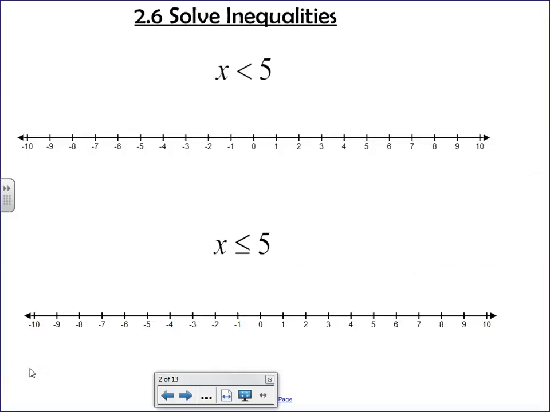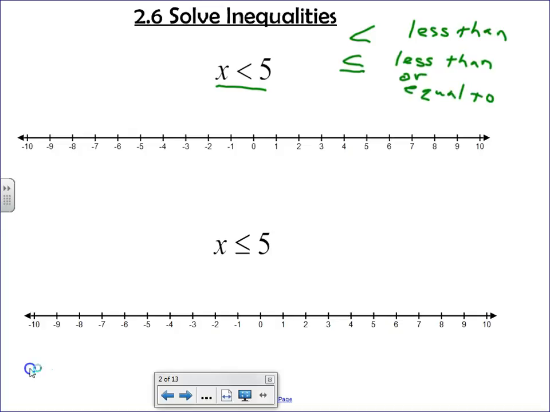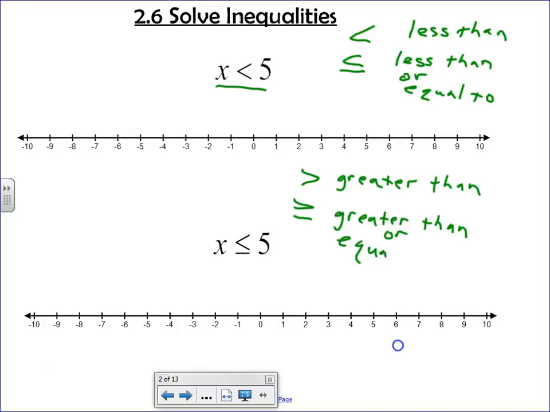Okay, so first of all, let's take a look at what an inequality is and what it means. This first one, we have x is less than 5. This symbol means less than. This one means less than or equal to. It's got the line under it. We've got greater than and greater than or equal to. And that's how we read those as we come across them. We talked about those in our earlier units. I just wanted to review that for you.